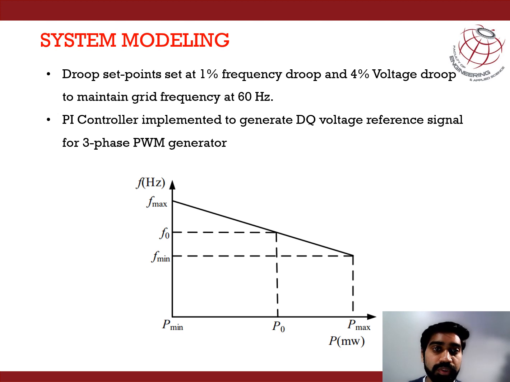So as we have proposed frequency control by the droop control method, it is very important to set the frequency droop set points and the voltage droop set points as well. As shown in the figure, if active power increases, frequency decreases, and vice versa. If active power decreases, frequency increases. So droop control maintains frequency in between the frequency set points.